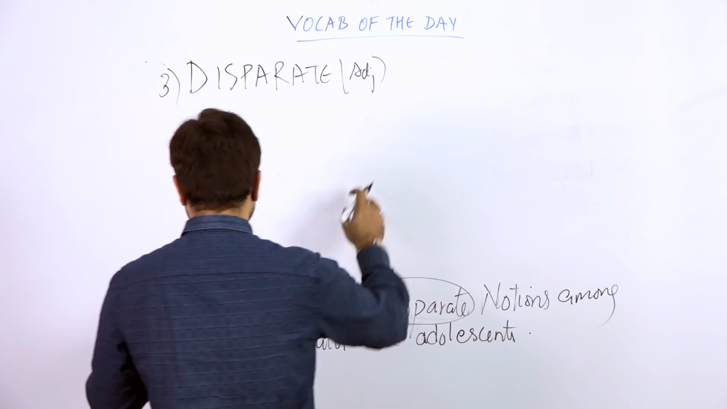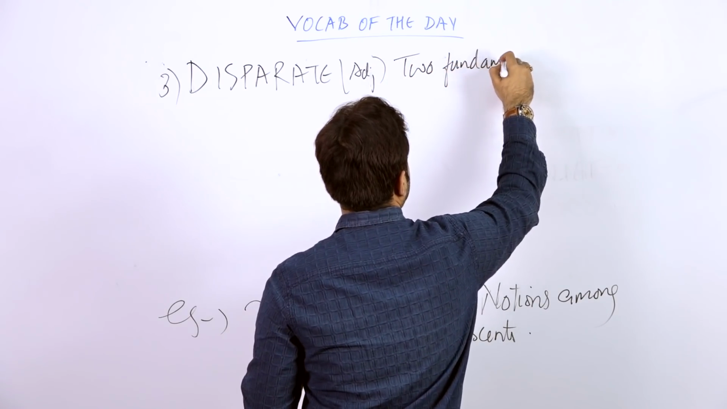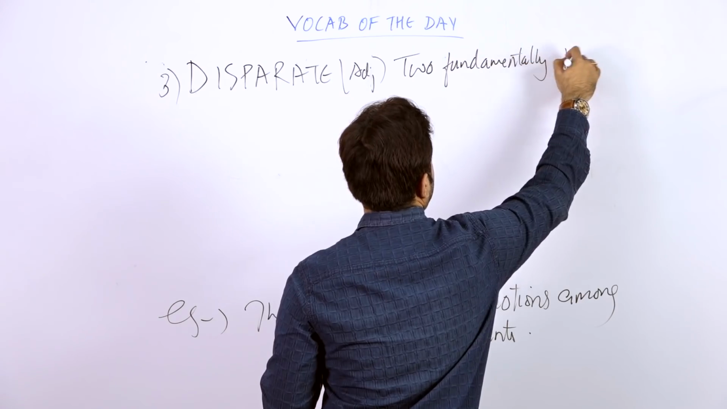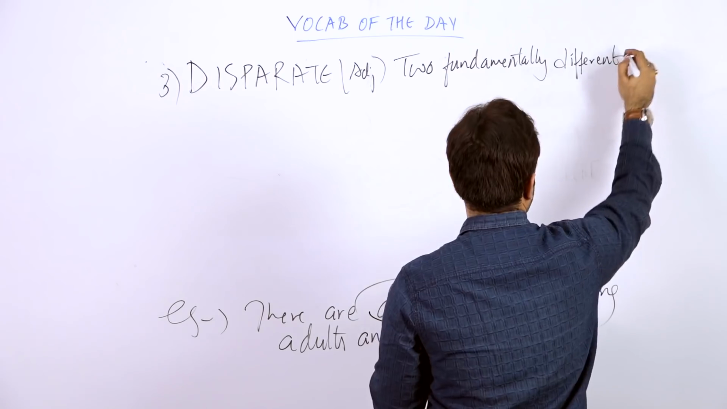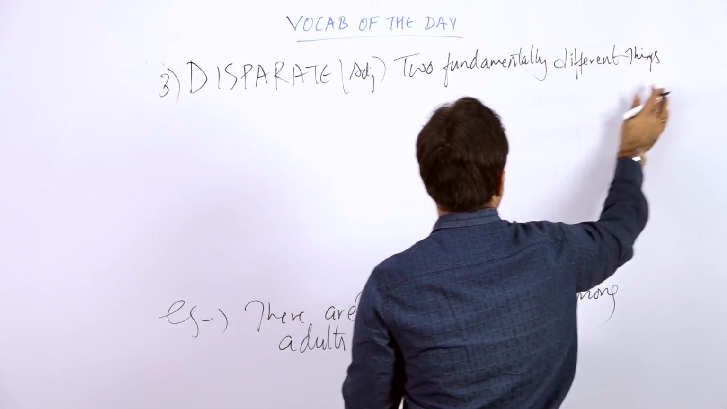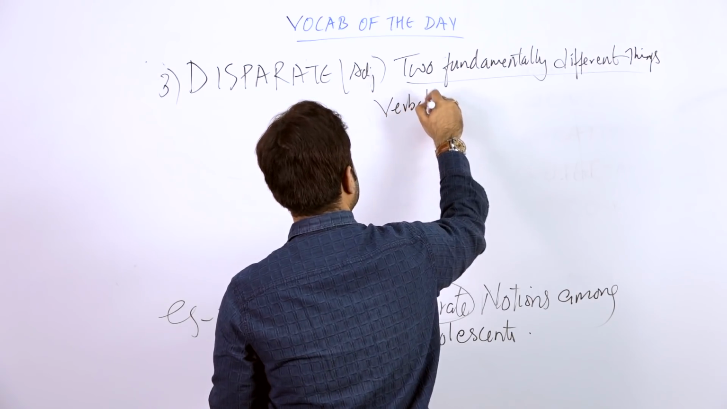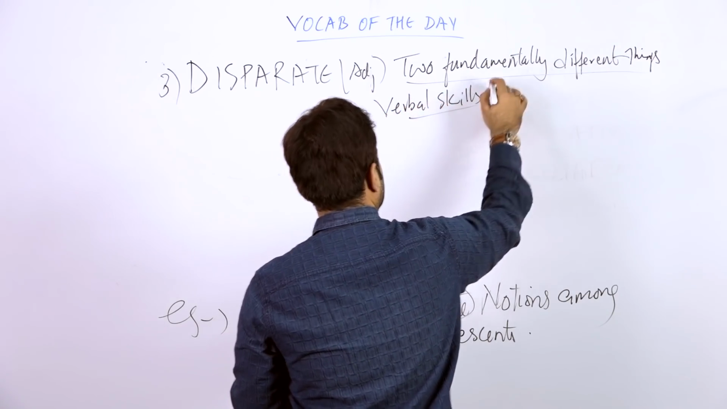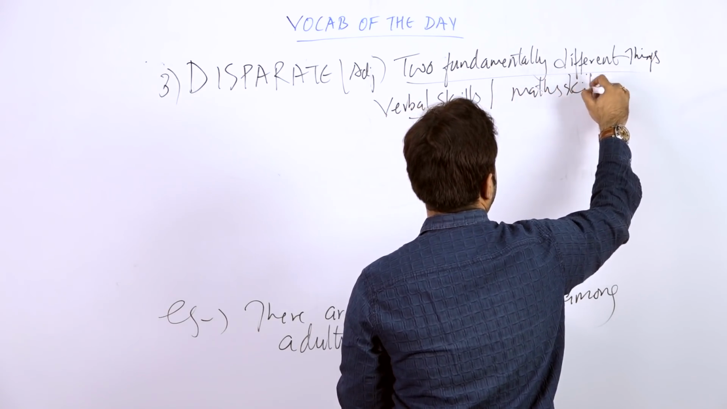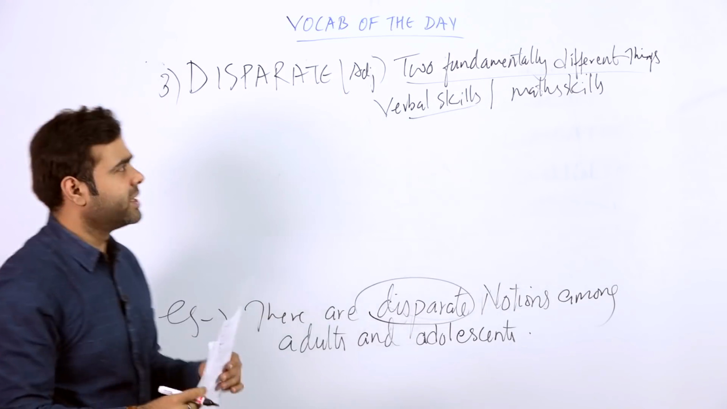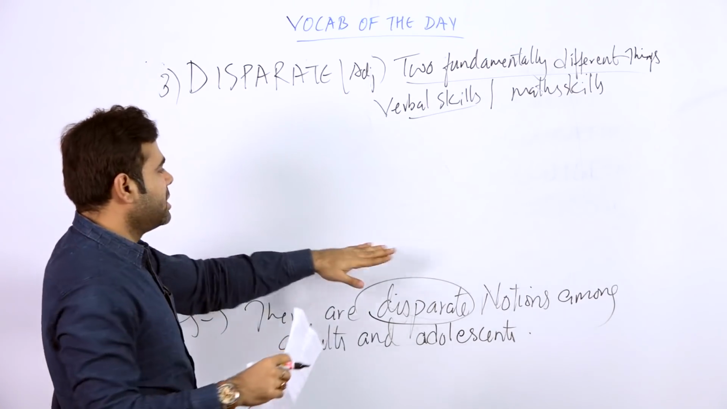Actually, the word disparate means two fundamentally different things. Simple words. Fine. So two fundamentally different things. Suppose your verbal skills and your math skills. If two completely different aspects are to be compared, you can say disparate. It is the condition where you say something which is different, not similar.